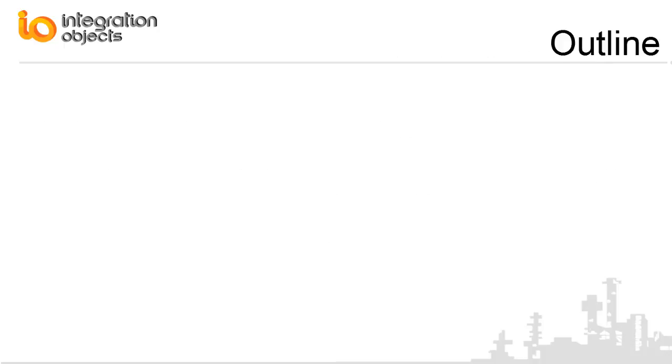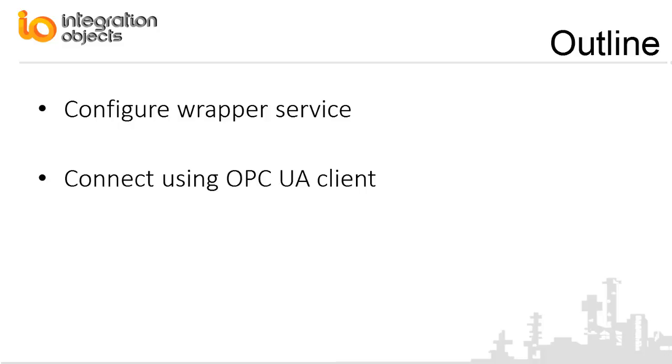In this demo video, we will show you how to configure a wrapper service and how to add multiple local and remote classic OPC servers per service. Then we will demonstrate how to connect to the service using an OPC UA client and read real-time data, historical data, and alarms and events. Finally, we will explain how to configure the security policy of the wrapper service.